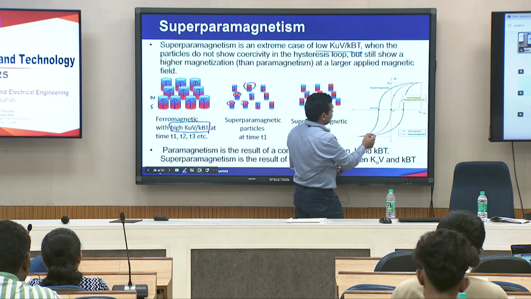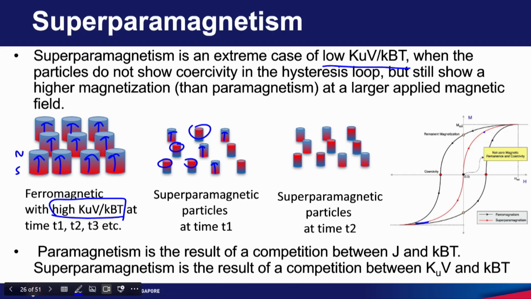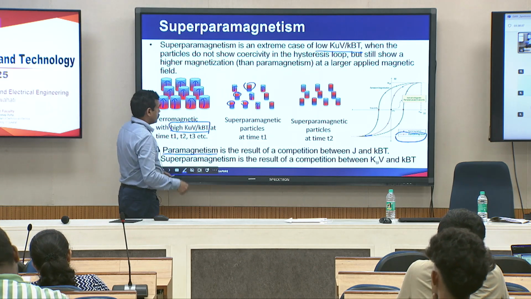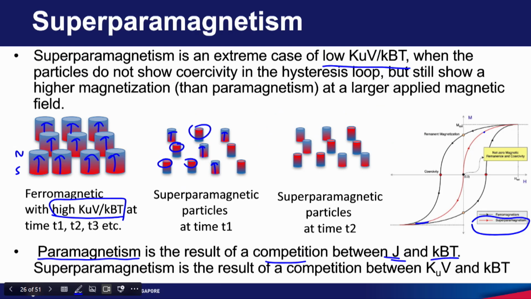Okay, so that is why I mentioned that the red curve that you see here is the curve of a super paramagnetic system, and the black is the hysteresis loop of a normal ferromagnetic material with a large KUV by KBT. Okay, so, when we talk about paramagnetism, we are talking about a competition between KBT and the magnetic moments. Okay. In the case of super paramagnetism, it is the competition between KUV and KBT.